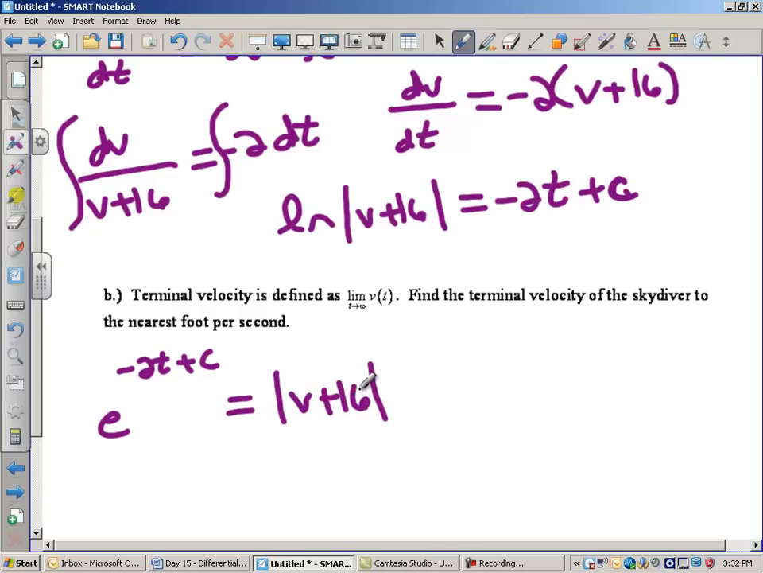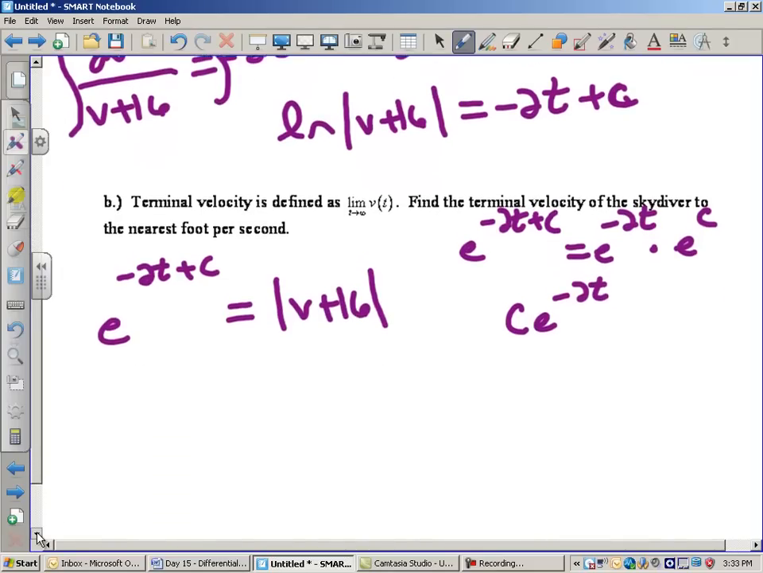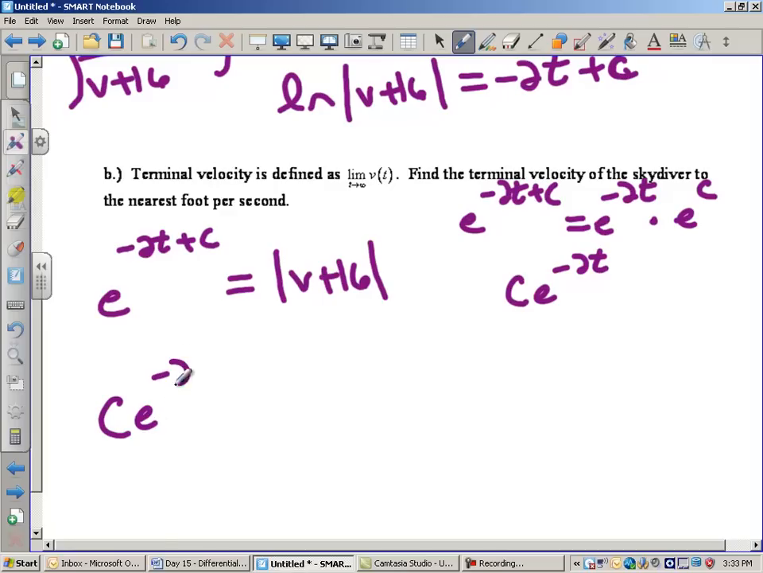Now at this point I know that e to any power is always positive, so I don't need the absolute value. And again, I'm going to use this trick that e to the negative 2t plus c power can be rewritten as e to the negative 2t times e to the c. And again, e to the c is just a constant, so I'm going to rewrite this as c e to the negative 2t power. So I have that c e to the negative 2t power is equal to v plus 16, and I can just subtract 16 from both sides and I'll have my v equation, and this is a general solution.